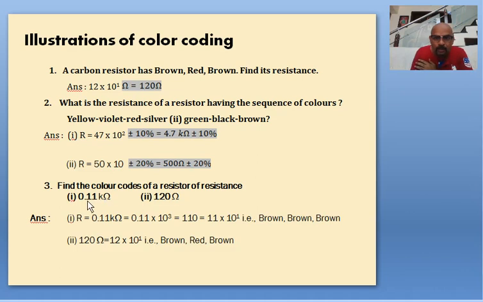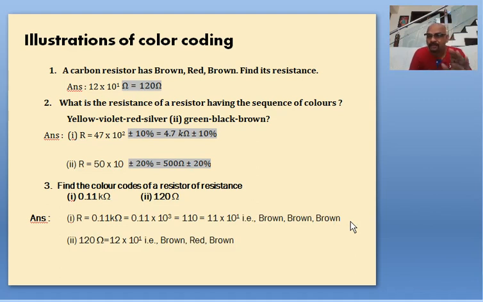Therefore 0.11 kilo. What is 0.11 kilo? 0.11 into 10 power 3. What is 0.11 into 10 power 3? It is 110. 110 can be written as 11 into 10 to the power 1. So we have to write the given number in this form before we find the color code. So 1 represents brown. The second digit is also 1, that is also brown. The third ring is the multiplier of 10, 10 to the power 1, again brown. So it is brown, brown and brown, which means 11 into 10 to the power 1, which means 0.11 kilo ohms.